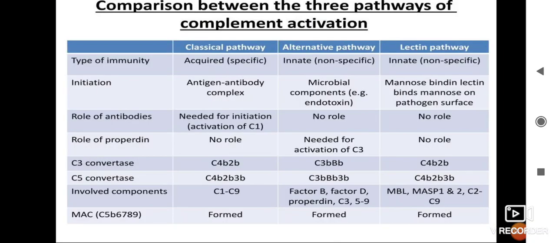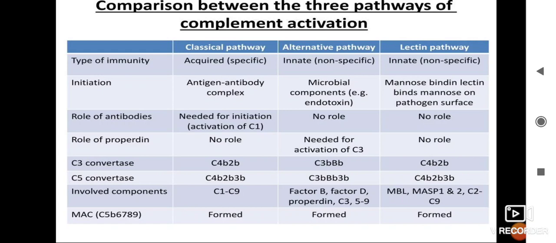Here we have a small comparison chart between the classical, alternative and lectin pathways. The classical pathway is activated when we have acquired immunity. But the alternative and lectin pathways are activated when we have innate immunity, that is a non-specific kind of immunity. For initiation, the classical pathway needs an antigen-antibody complex, while the alternative pathway requires microbial components, and the lectin pathway needs a mannose-binding or lectin-binding site. In the classical pathway, antibodies are needed for initiation, while in the alternative and lectin pathways, antibodies do not have any role.